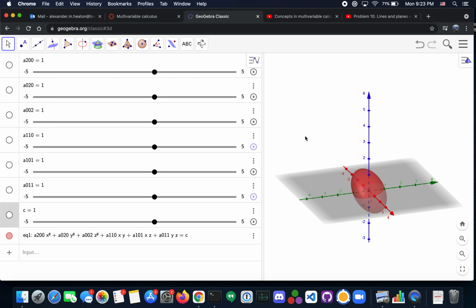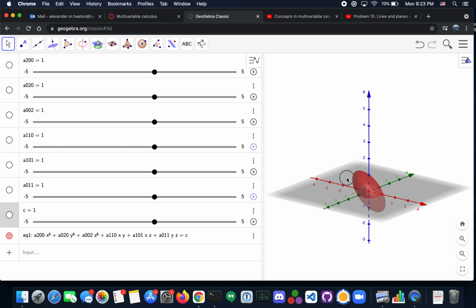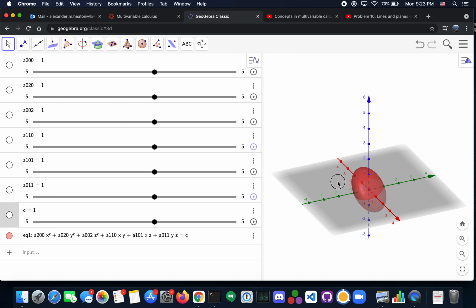Okay, hello everybody. I just thought this was interesting. So right here you can see this object. It's like a sphere, but it's a little differently shaped. It sort of looks like an M&M or a Skittle candy. But it's the solution to this equation.